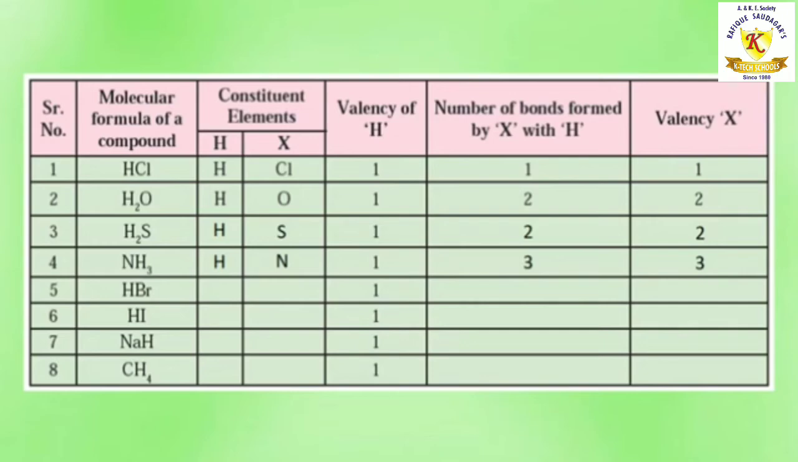Next we have HBr. Constituent elements will be H and Br, and number of bonds formed by X with H is 1 with the valency 1. Valency will also be equal to 1. Isn't it? Now the rest 3 children, you have to do it for me. Please do try doing it.